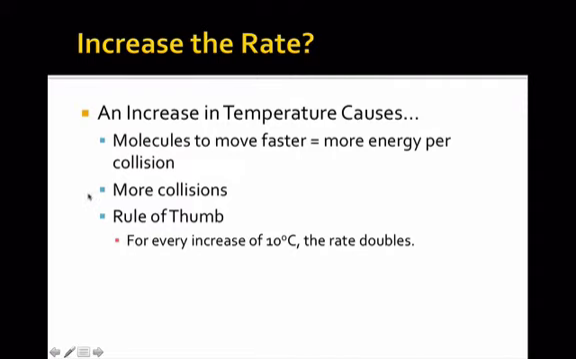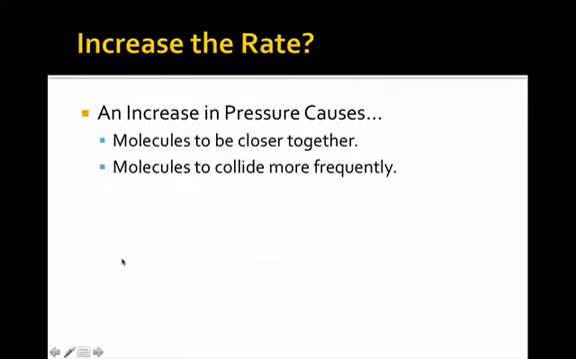How are ways that we can increase the rate? An increase in temperature causes molecules to move faster, and we've studied this when we did our inquiry or investigation into reaction rates. So because molecules move faster, there's more energy per collision, so you get more reactions. There's more collisions, and then a rule of thumb is that for every increase of 10 degrees Celsius, the rate's going to double. We can also increase the rate by increasing the pressure.